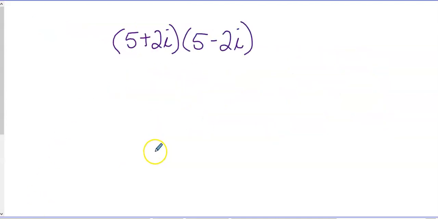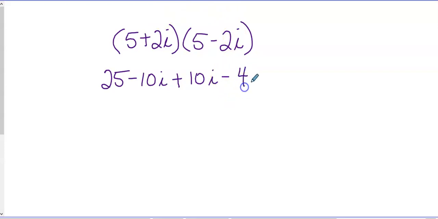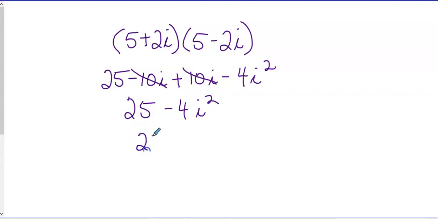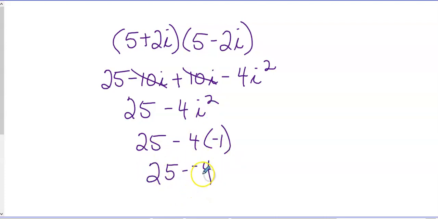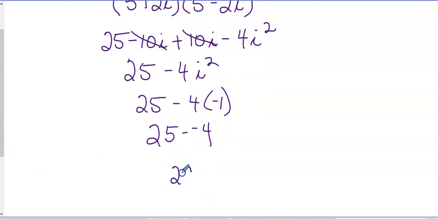Okay, let's try another one. I'm not doing box method on this one. I'm going to just do FOIL. 5 times 5 is 25. Then we'll do 5 times negative 2i. That's negative 10i. 2i times 5, that's positive 10i. And then 2i times negative 2i, that's minus 4i squared. These two cancel each other out. 25 minus 4i squared equals 25 minus 4 times negative 1. 25 minus negative 4 is 25 plus 4. That's 29. You got to end up with a real number.